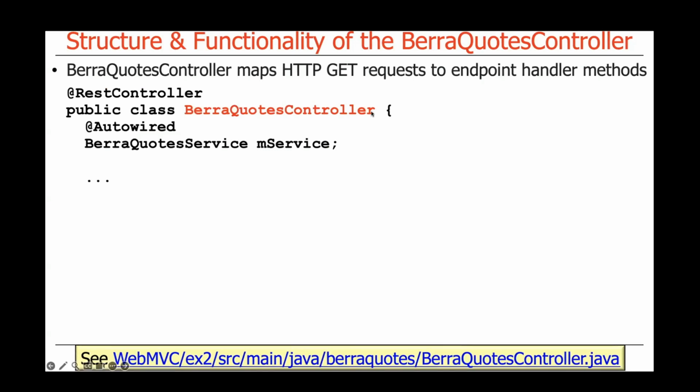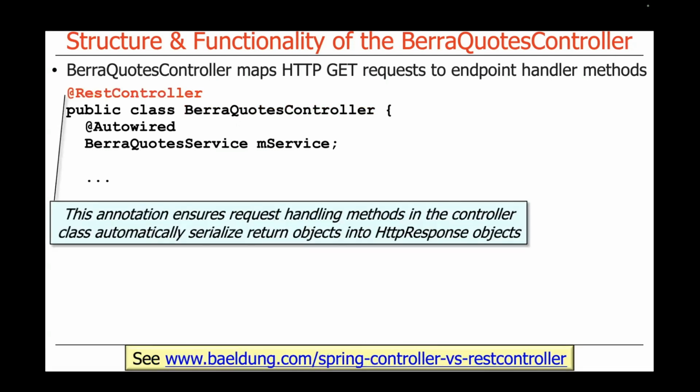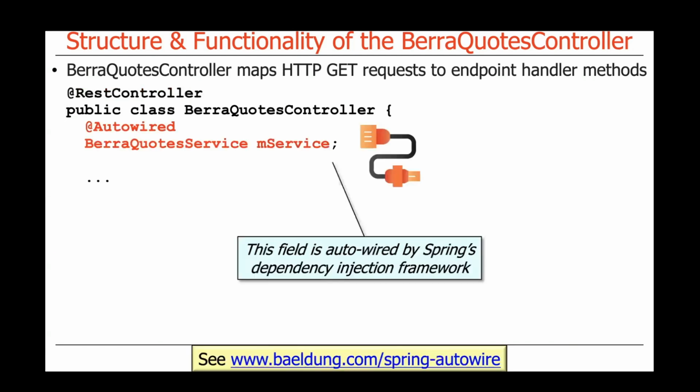So you can see we have a class called BerraQuotes controller. It's a public class that looks pretty much like standard Java. However, we've also added in some annotations. And this thing called REST controller is a very important annotation, which you'll have to use. I think I might provide it for you. But you'll need to add this annotation to ensure that request handling methods in the controller class, BerraQuotes controller, automatically serialize the objects into HTTP response objects. Now, you don't actually have to do this. It's done for you because you put the REST controller annotation there.